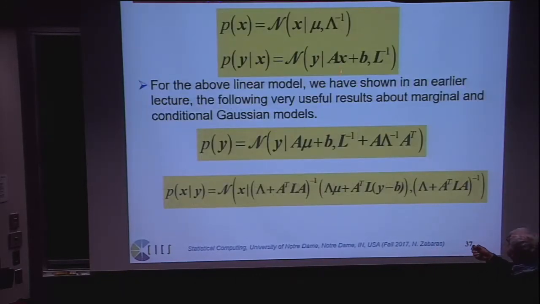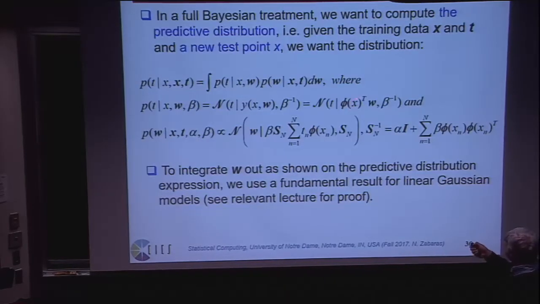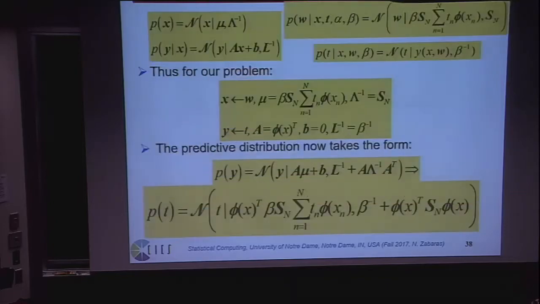And where is the linearity coming in? It's A x. Where is my A? There it is, phi transpose. But you will say, it's not a matrix, it's a vector. Big deal, a vector is a matrix. So when you do this, here's what you get.